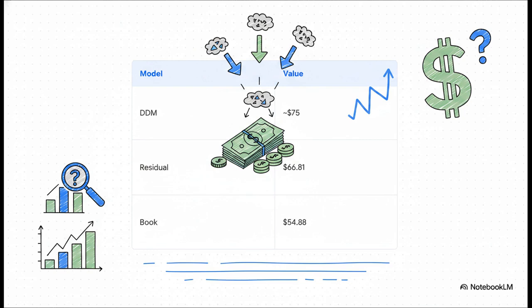The dividend discount model gave us a value in the mid-70s. The earnings and residual income value points explicitly to $66.81. Our strict asset-based floor is $54.88, and the relative multiples all confirm the stock is historically overvalued. Are you noticing a pattern here? Literally not a single rigorous model justifies that $88.91 market price.